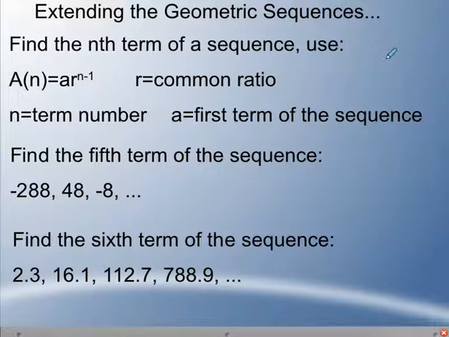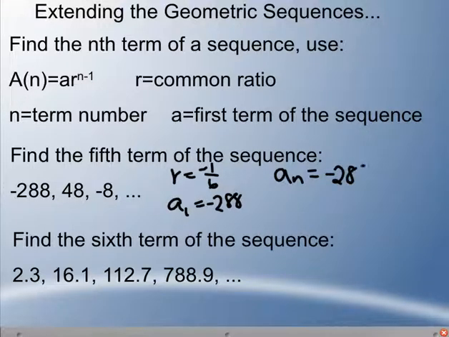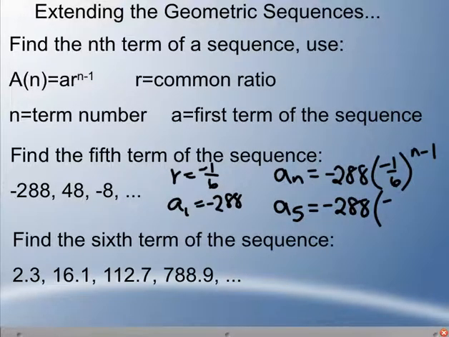this one down here, negative 288, 48, negative 8. Well, if we look, it looks like our ratio is negative 1/6. Our first term, a sub 1, is negative 288, which means our formula is a sub n is equal to negative 288 times negative 1/6 to the n minus 1 power. And so if I want the 5th term, I'm going to do a sub 5 is equal to negative 288 times negative 1/6 to the 5 minus 1, which is 4th power.